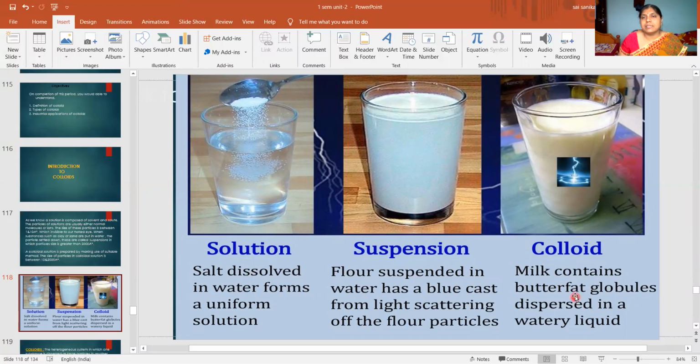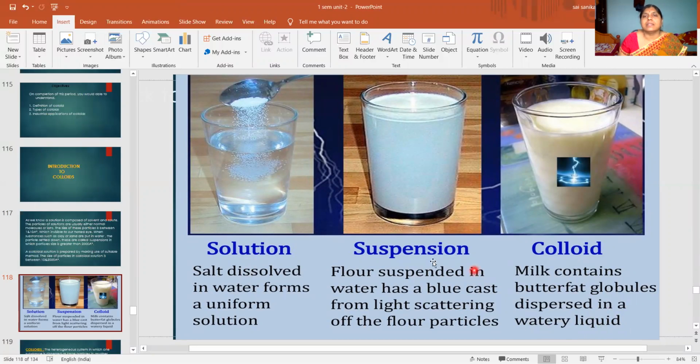Okay, then come to colloid. Milk contains butter fat globules dispersed in a watery liquid. So milk is an example of a colloid. Milk contains butter fat globules, which are dispersed in a watery liquid.